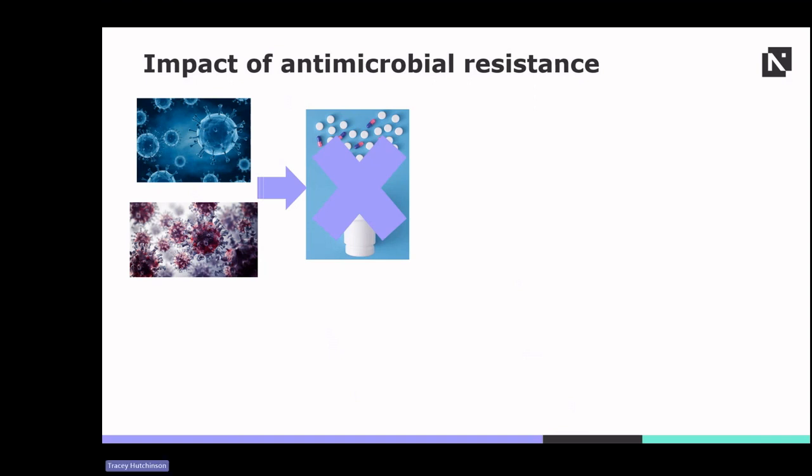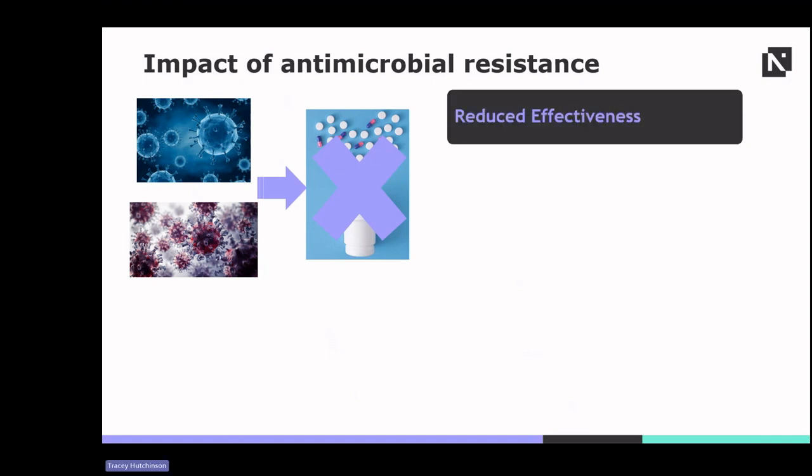So what is the impact of antimicrobial resistance? Overuse and misuse of antibiotics have contributed significantly to the emergence and spread of antimicrobial resistance. This has led to several consequences. Overuse of antibiotics has diminished their overall effectiveness in treating infections as resistant strains of microorganisms become more prevalent.